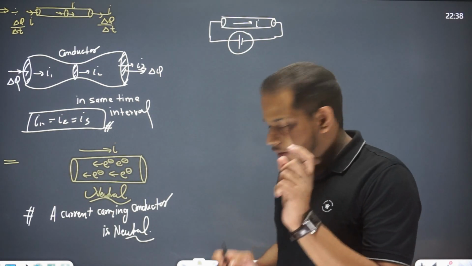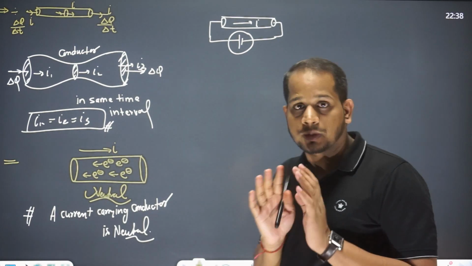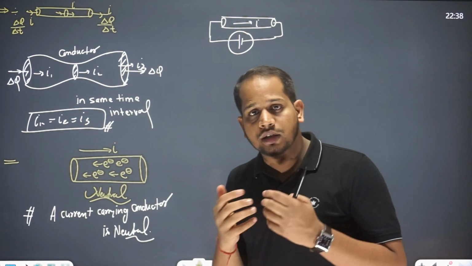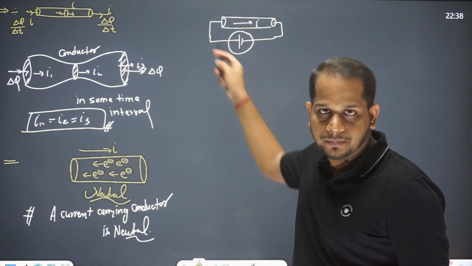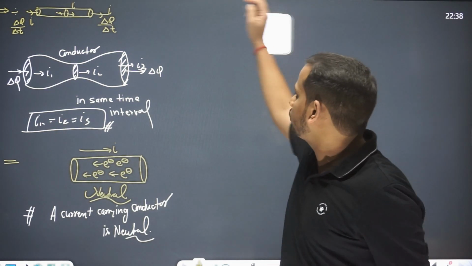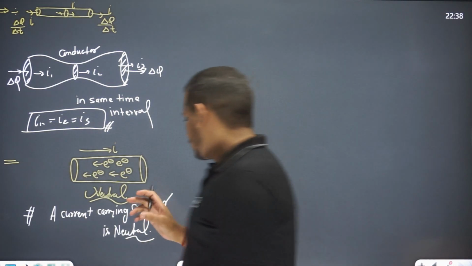What is the battery? Battery is a source of energy. Battery is not a source of charge. What is the battery providing to us? Battery is providing us energy. Due to that energy, the electrons start flowing, right? We cannot say that this conductor is charged. I will discuss these things later, but you have to understand a little bit here. Okay, now let's see here.